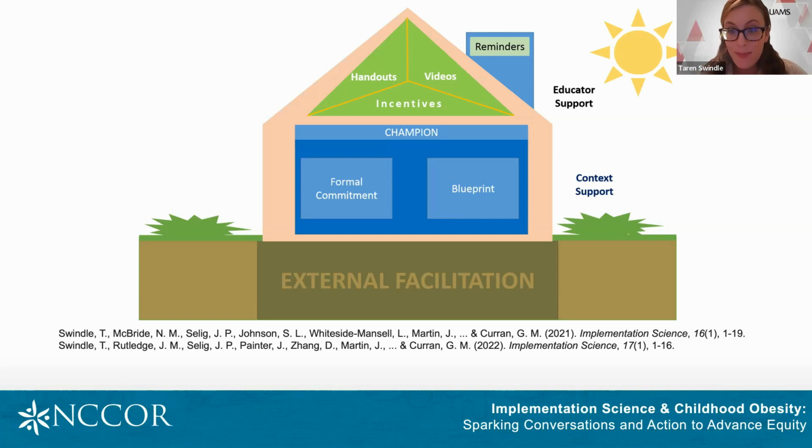I like to visualize mine, so that's what I've done here. But at the foundation, actually, I also want to give a shout out to a colleague of mine, Jana Martin, who is on the call today. She created this beautiful graphic, so thank you, Jana.